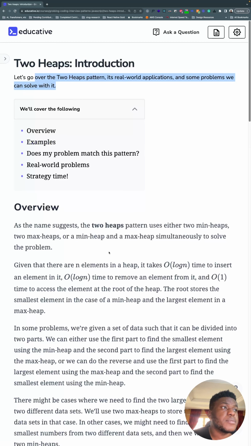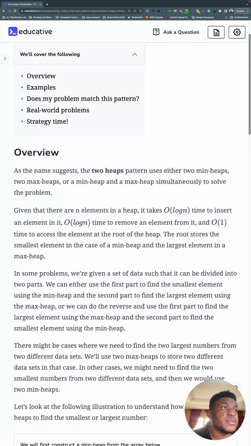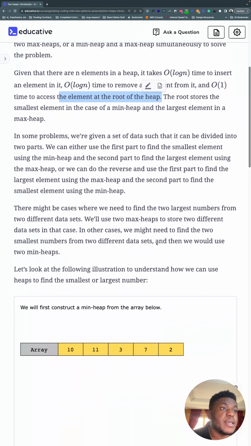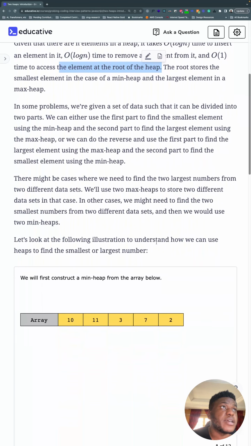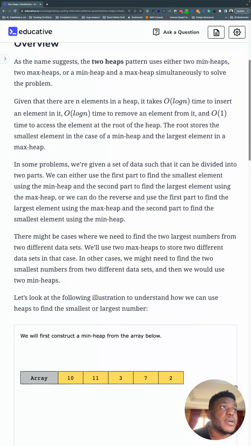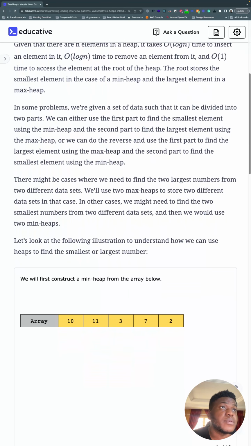So typically you're using two heaps. Some things to note about using a heap: it takes O of log of n to insert an element into a heap, O of 1 to access the root element of the heap. And so there are two different kinds of heaps. We have the minimum heap and the maximum heap.